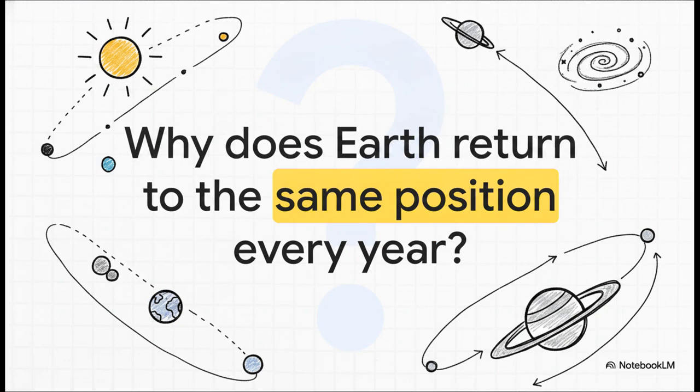Have you ever just looked up at the night sky and wondered, why don't planets just fly off into the dark void of space? Or, for that matter, crash directly into the blazing sun? I mean, why does Earth perfectly and predictably return to the exact same position every single year?